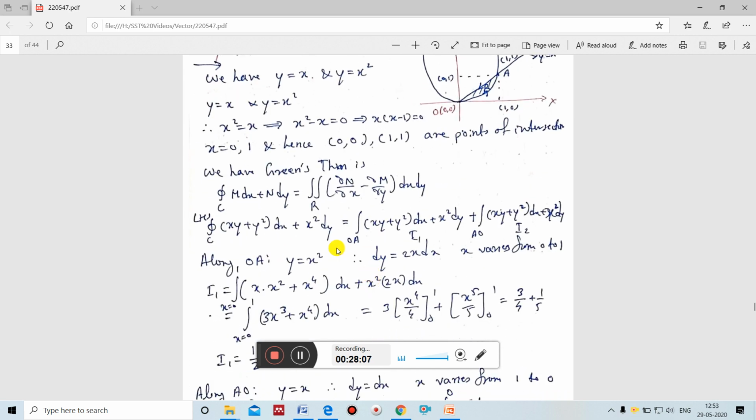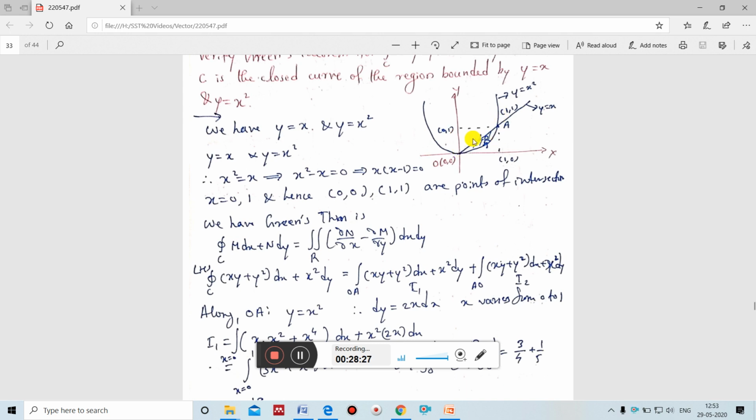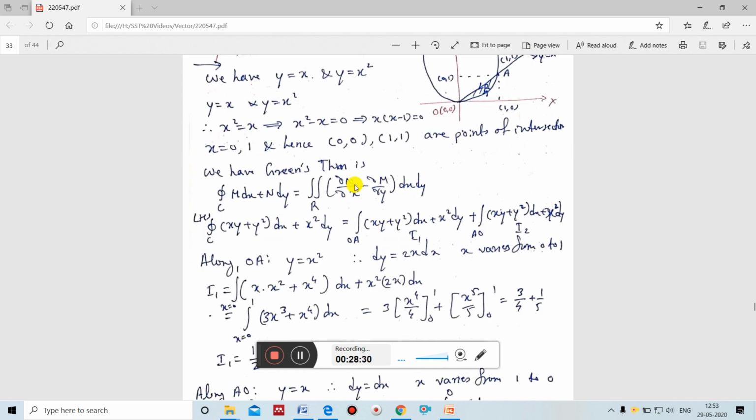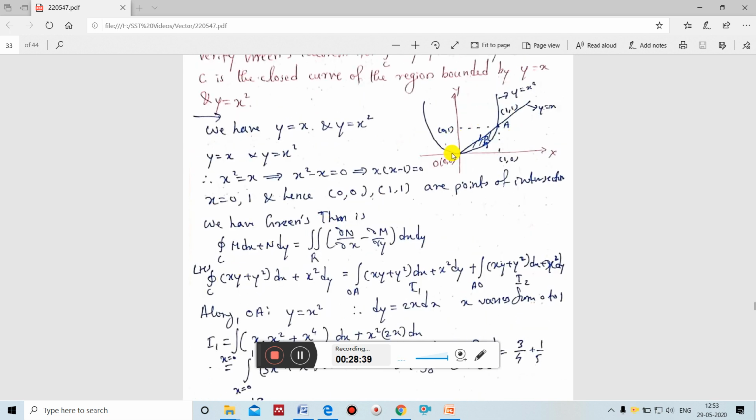Then we have Green's theorem: the integration along the curve C of m dx plus n dy equals the integration over the region of dou n by dou x minus dou m by dou y into dx dy. To solve a verify question, LHS can be evaluated by taking the given curve, and RHS can be evaluated by taking the limits of the region. So here the curve is bounded by y equal to x and x square equal to y. So LHS can be written as the integration of xy plus y square dx plus x square dy.